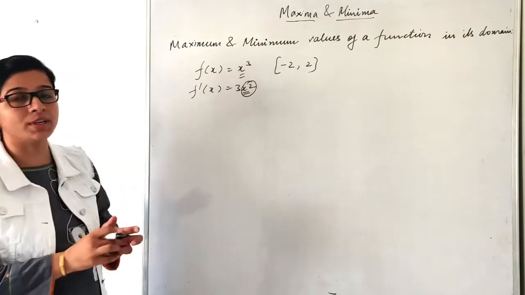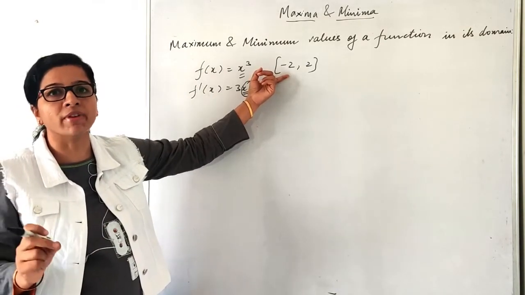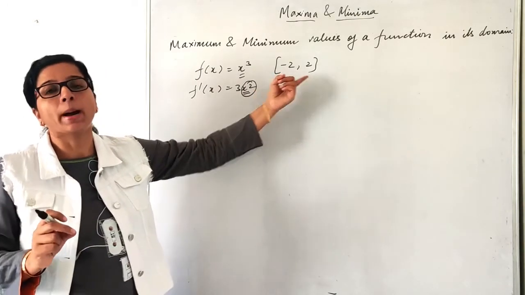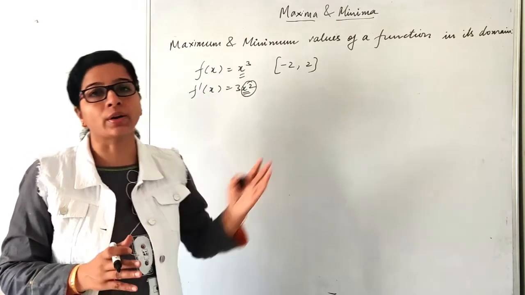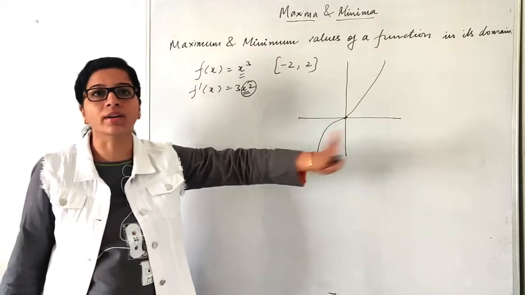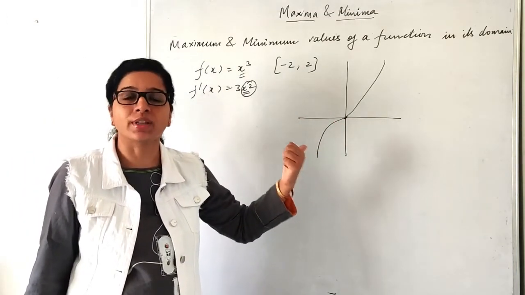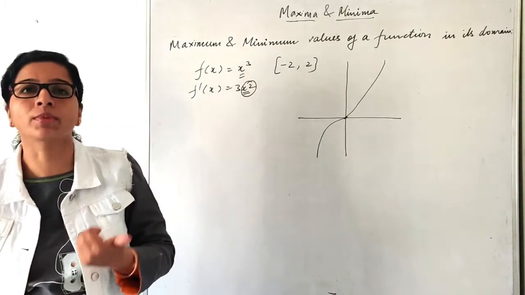So what does that mean? Since it is an increasing function, near to minus 2 it should attain the minimum value, and near to 2 it should attain the maximum value. But we cannot get the maximum or the minimum value in this case. So this is the graph of this function, and I cannot attain the maximum or the minimum value for this function. So there can be a function where you don't attain a maximum or a minimum value.